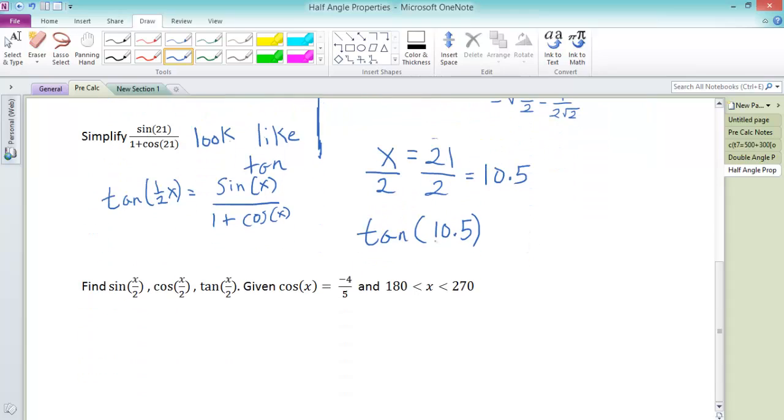Okay, last problem. We are going to find the sine of x over 2, the cosine of x over 2, and the tangent of x over 2, given the fact that the cosine of x, so the cosine of twice that angle, is negative 4 over 5.